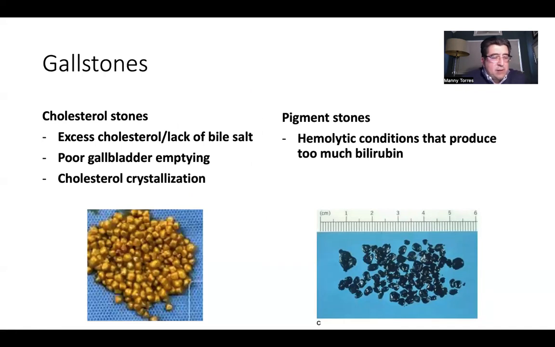Gallstones are formed from precipitated bile components. Based on their composition, gallstones are classified into the most commonly seen cholesterol stones and pigment stones. The three main reasons for cholesterol stone formation are imbalance of cholesterol and bile salt, poor gallbladder emptying, and cholesterol crystallization. Pigment stones are mainly observed in hemolytic diseases, and their incidence remains stable.